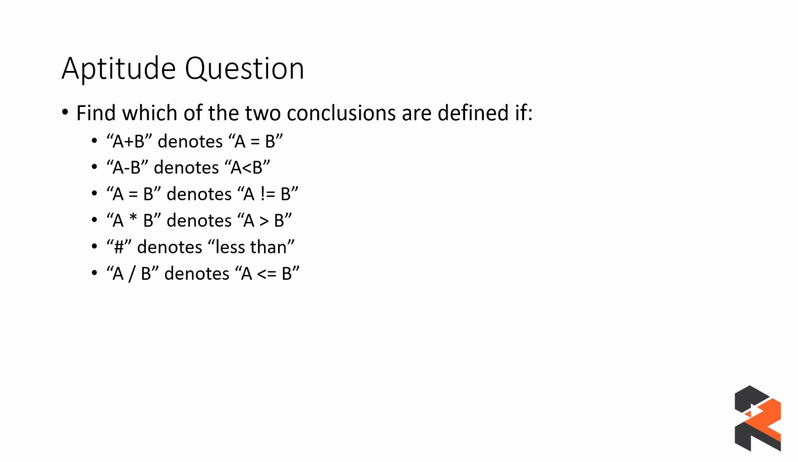Let's look at another question. Find which of the two conclusions are defined if the following are as given in your question, where a plus b denotes a equals b, a minus b denotes a less than b, a divided by b denotes a not equal to b, and so on. So you have certain conditions provided here in this question.